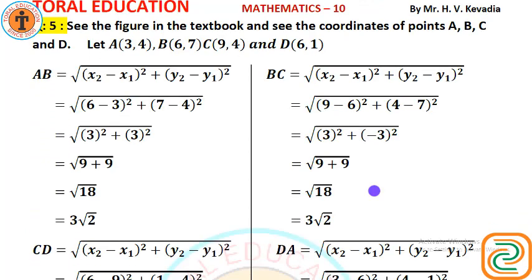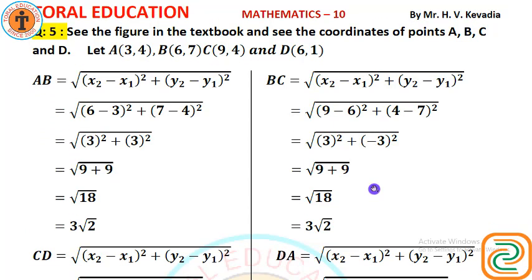Now question number 5. Look at the question. Here is the graph given in the textbook. In a classroom, 4 friends are seated at points A, B, C and D as shown in the figure. Champa and Chameli walk into the class, and after observing for a few minutes, Champa asks Chameli, "Don't you think ABCD is a square?" Chameli disagrees. Using distance formula, find which of them is correct. Either Champa or Chameli. Which of them is correct?